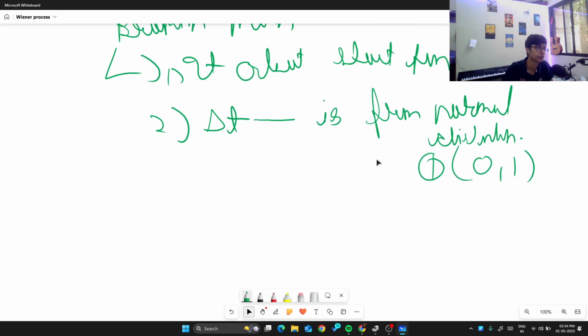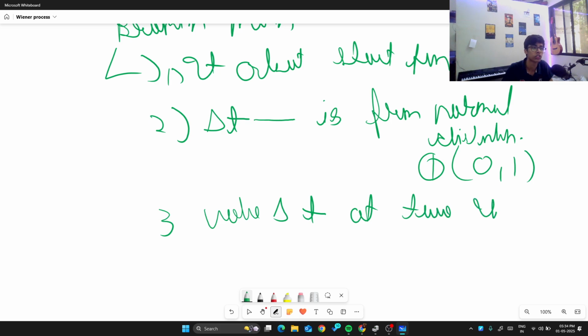And third, the value of dt at two different intervals should be independent and normally distributed.